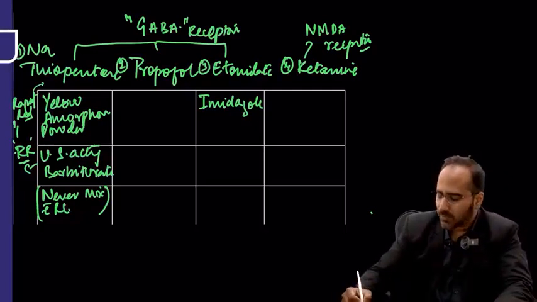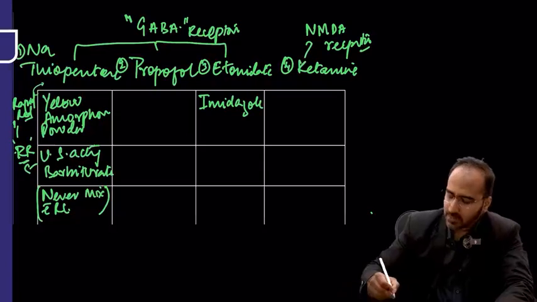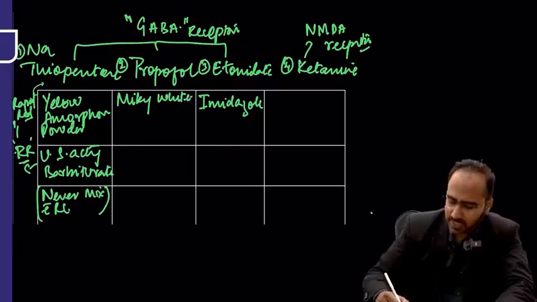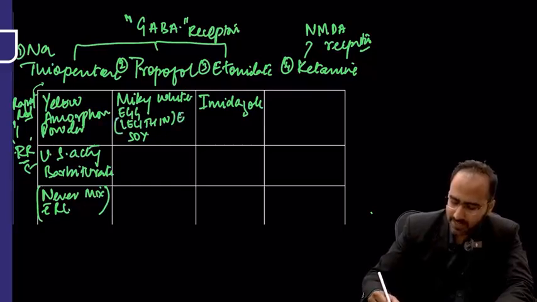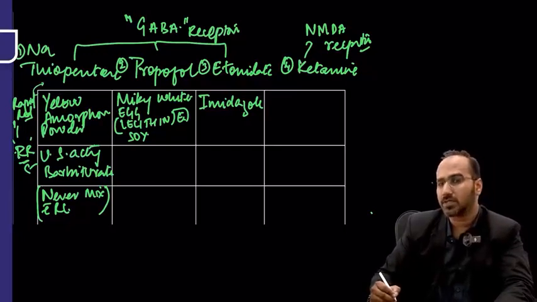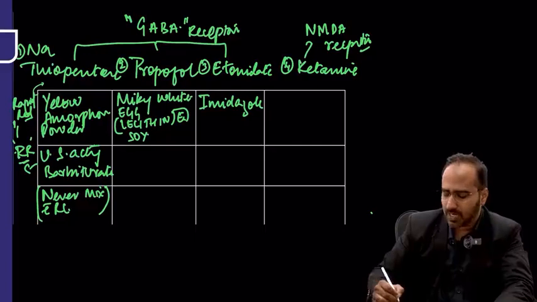Now again in propofol, what we need to remember, guys, is that propofol is a milky white solution which is made up of egg, lecithin and soy. Lecithin acts as an emulsifying agent. Okay, egg, lecithin and soy. Right?